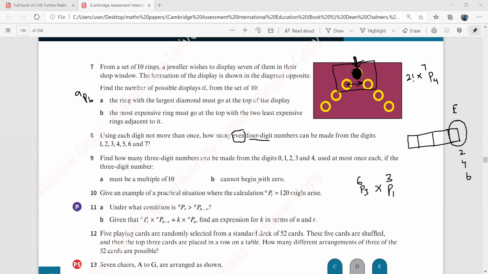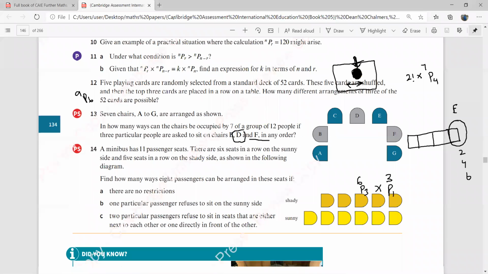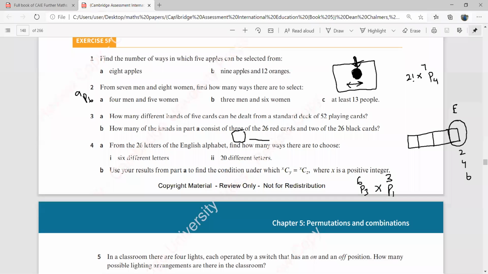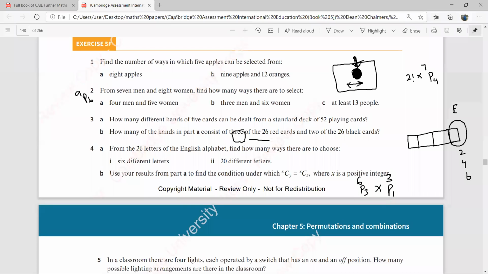From here, I'm going to end this session on permutations. Our next part would be from exercise 5F.